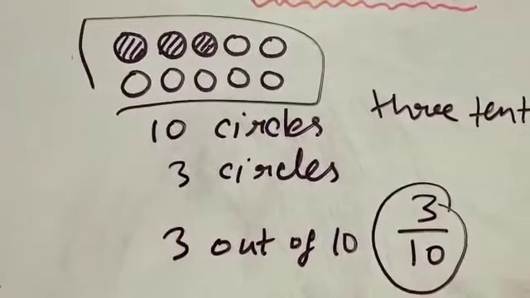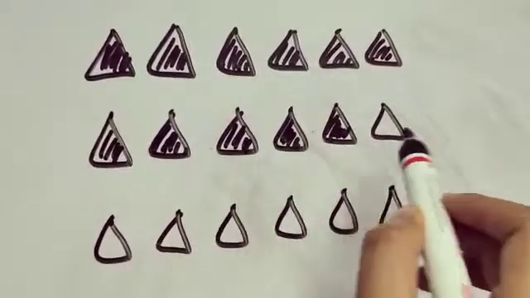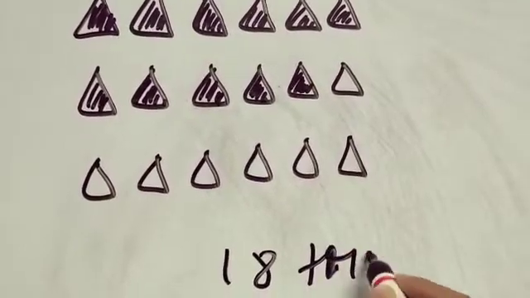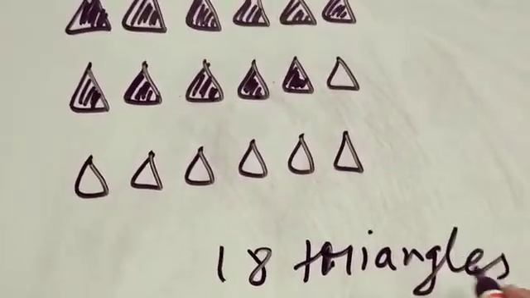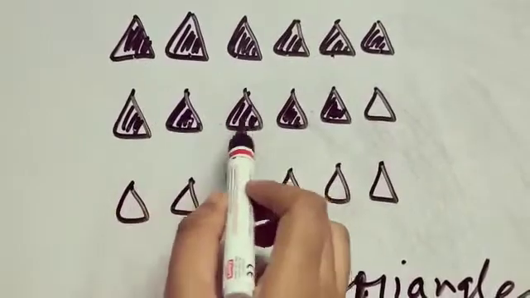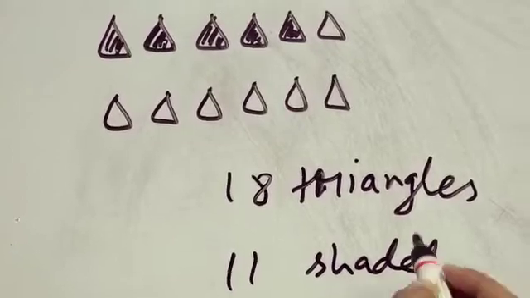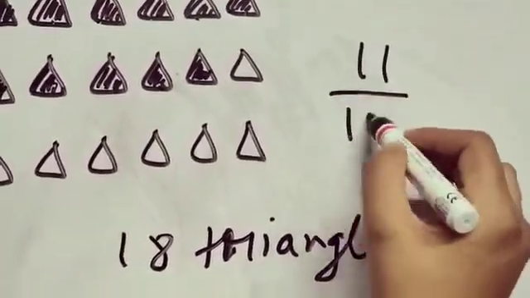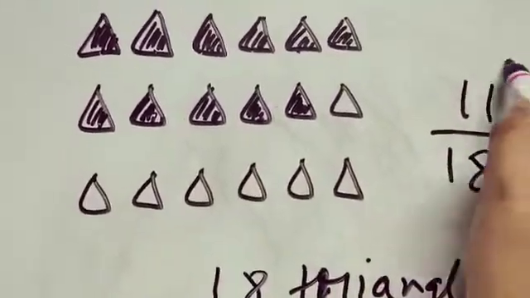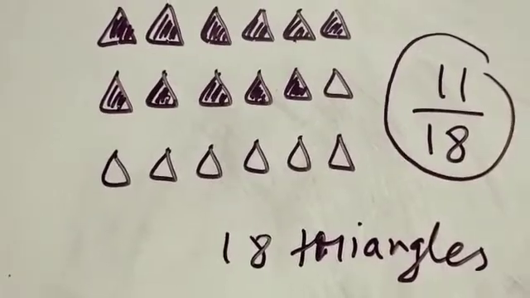Let us take another diagram. Look at this diagram. There are 1, 2, 3, 4, 5, 6, 7, 8, 9, 10, 11, 12, 13, 14, 15, 16, 17, 18. That means there are 18 triangles here. Okay. So out of these 18 triangles, you can see these 1, 2, 3, 4, 5, 6, 7, 8, 9, 10, 11. That means these 11 triangles are shaded. Right? That means 11 by 18 or 11 out of 18 triangles are shaded. So the fraction from this diagram is 11 by 18 or 11/18.